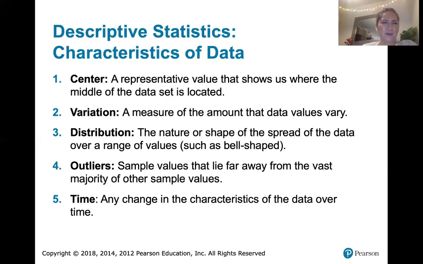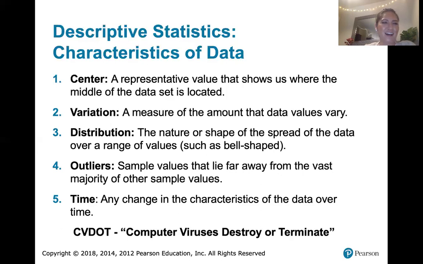Mario Triola, the author of our textbook, gives us this mnemonic. It's CVDOT for characteristics of data. And the mnemonic is "computer viruses destroy or terminate." I don't really know what he means by that, but it helps you remember CVDOT. C is for center, V is for variation. How much do the data vary? D is distribution, O is for outliers, and T is for time, or how data changes over time.